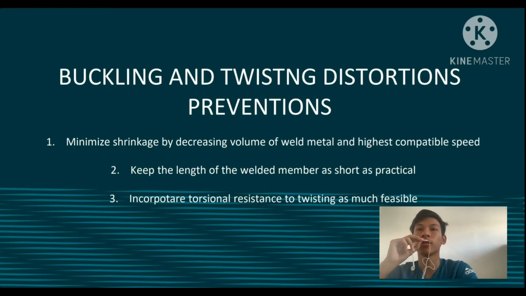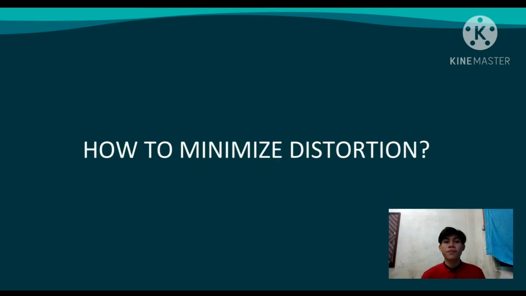Buckling and twisting distortion prevention. Minimize shrinkage by decreasing volume of weld metal and using the highest compatible speed. Keep the length of the welded member as short as practical. Incorporate torsional resistance to twisting as much as feasible.